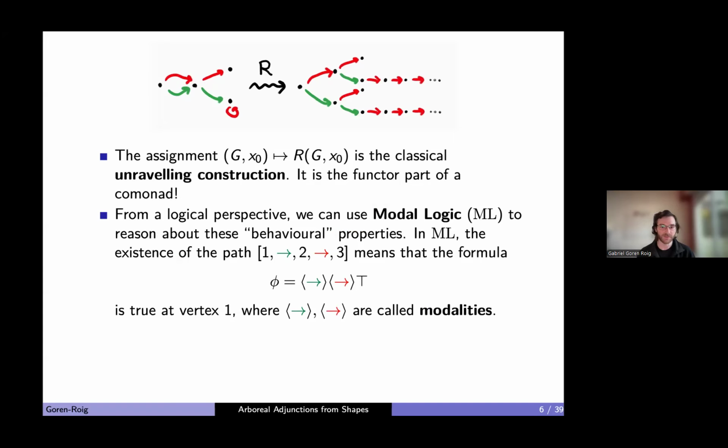So for instance, the fact that we can traverse a green arrow followed by a red arrow can be expressed as a formula phi, like this one, where these things with angle brackets are called modalities, or they would correspond to the diamond modality in modal logic with just one modality. And this top symbol at the right just means true. So we're not saying anything else; the only interesting part of the formula is these modalities.